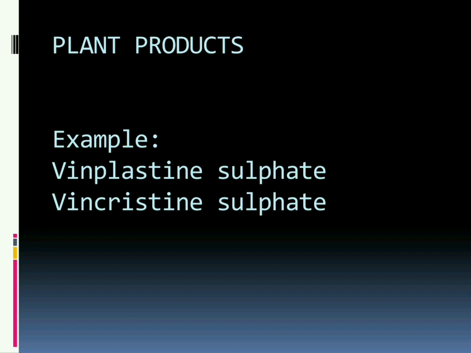Due to their large molecular size, these drugs are not well absorbed when administered orally, hence these are generally administered intravenously. Vinblastine sulfate is mainly used in Hodgkin's disease. Vincristine is used in the treatment of acute lymphatic leukemia in children.